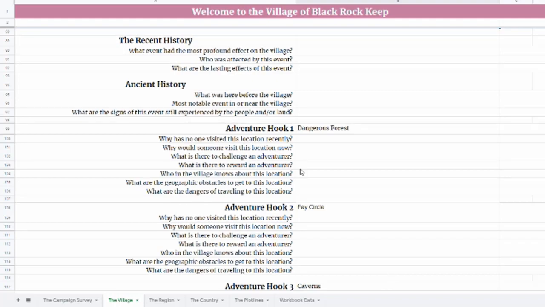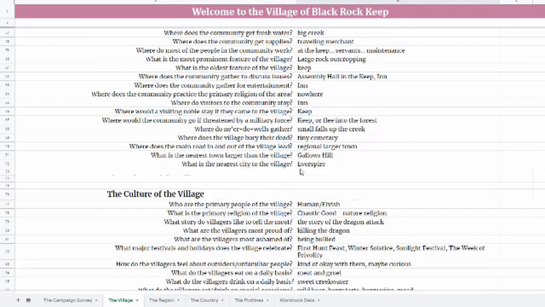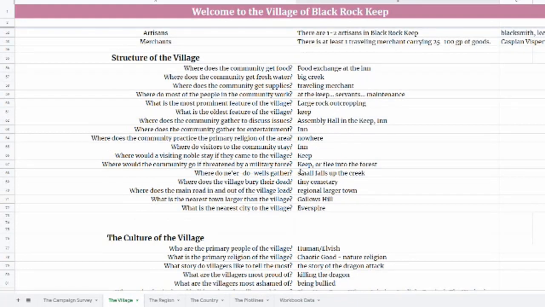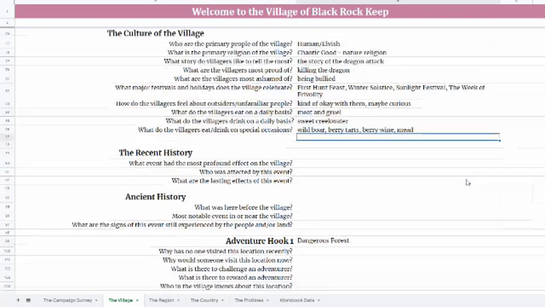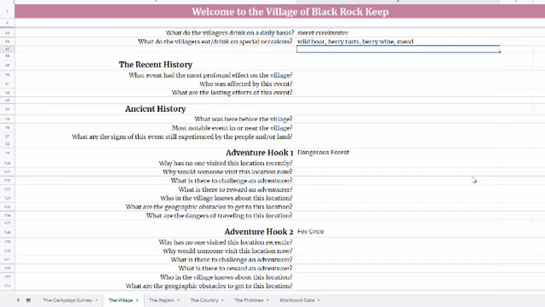So where we left off, we finished defining the structure of the village, like the places that the villagers gather and do stuff, and now we define the culture of the village. Is it a human village, an elvish village, the main religions, the main people that are there, that sort of thing. And then we're going to talk about the recent history and the ancient history, and then get into the adventure hooks around the village.